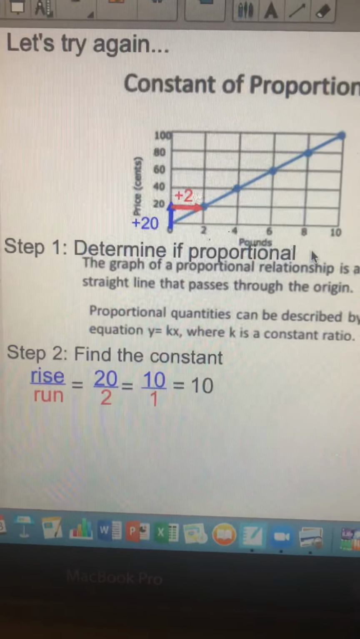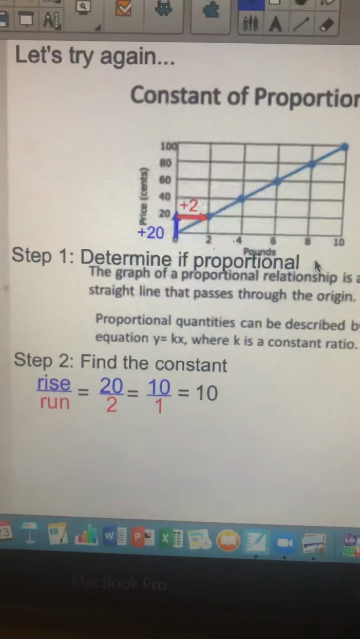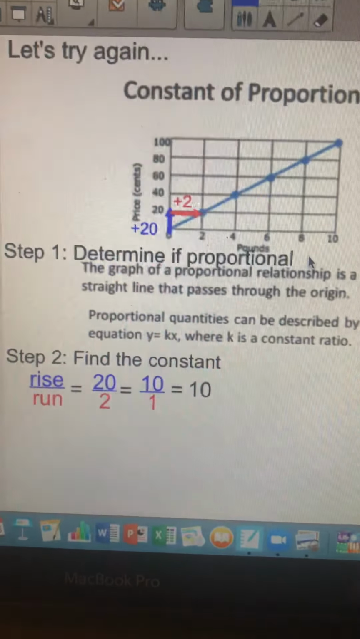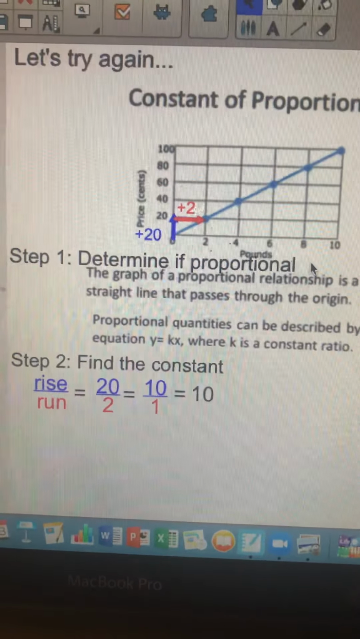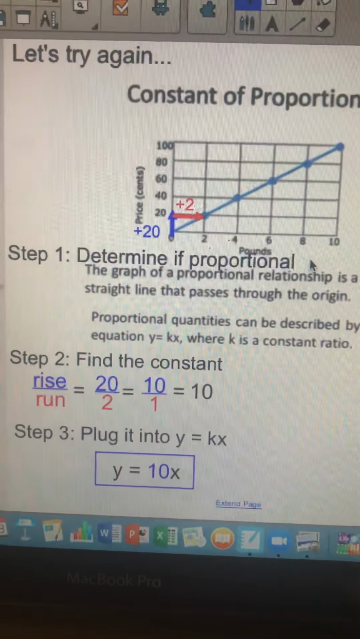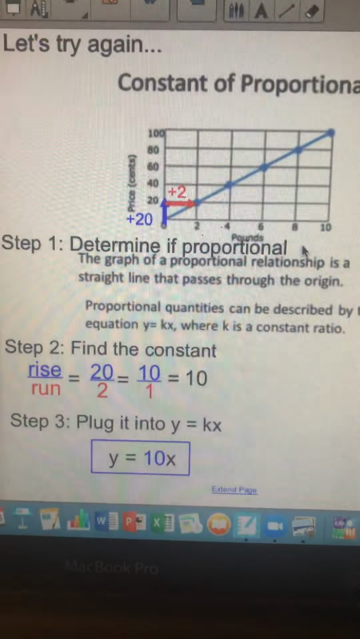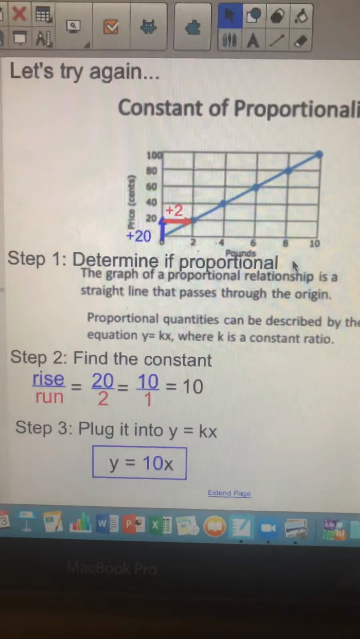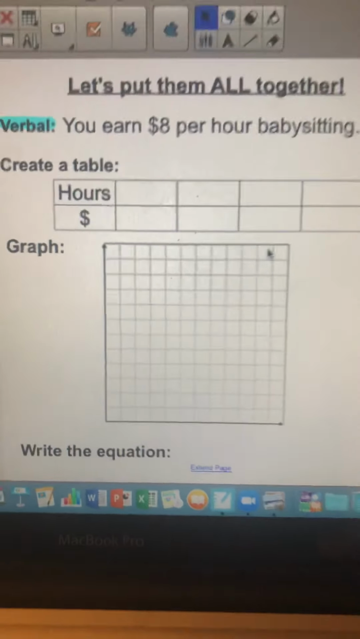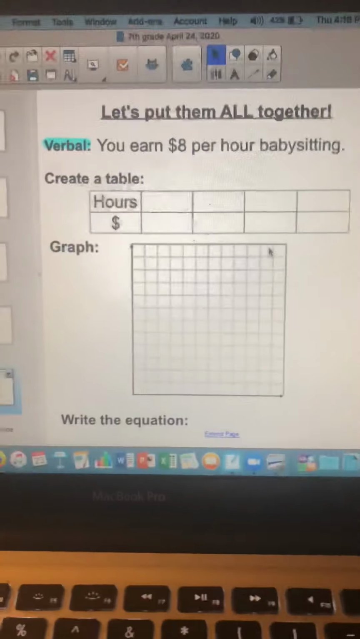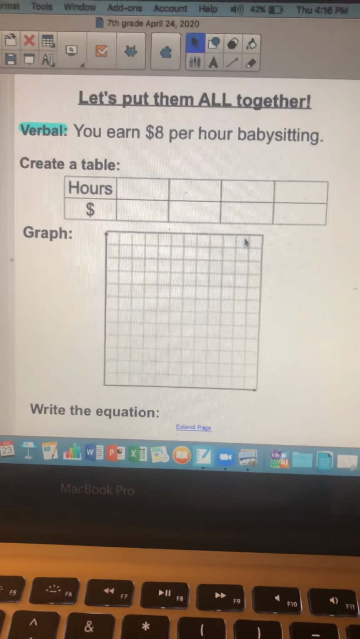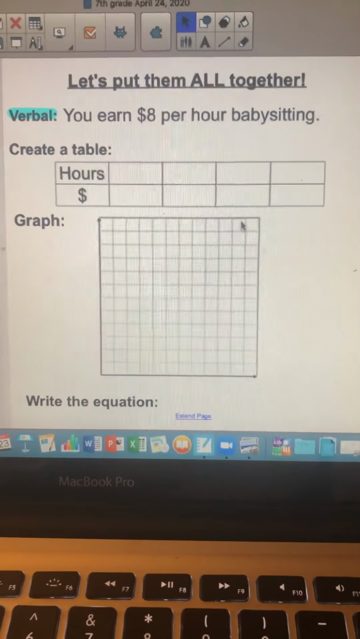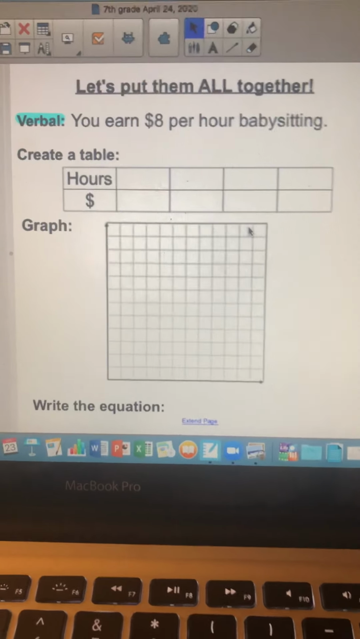Now that we know our constant is 10, we can write our equation, and the equation would be y equals kx with 10 substituted in for k. So we would have y equals 10x. Okay, so that's really what we're focusing on today. There is a wrap up at the end where you're going to put them all together. This is for you guys to explore. I do have the answers on the following slides.